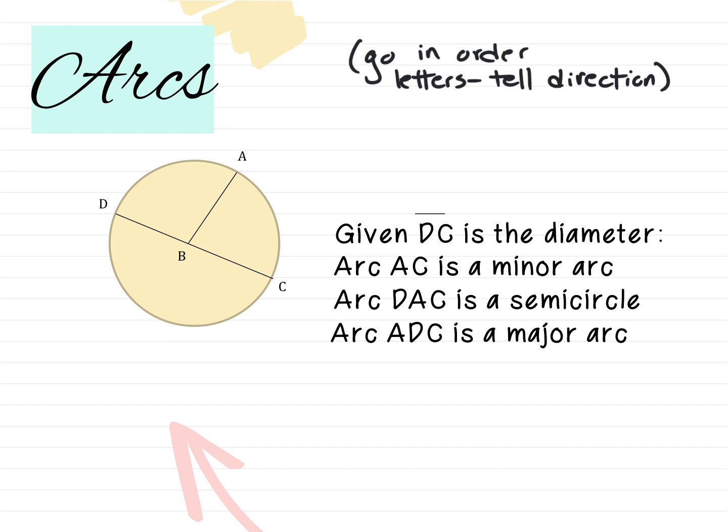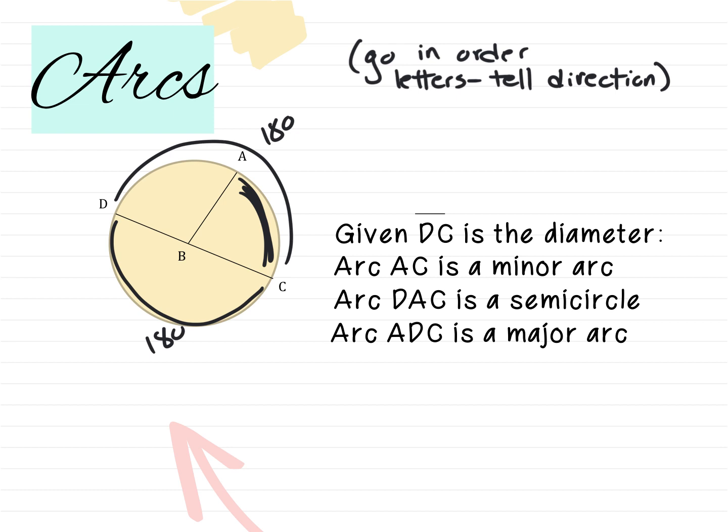So if they're telling us DC is a diameter, we know that's going to break the circle up into 180 right here and 180 right here, because the diameter is always from end to end crossing the center. They're telling us AC is a minor arc, which is exactly right here. Telling us DAC is a semicircle, which is what we drew originally. And we have ADC is a major arc. Now ADC is this arc right here, from A to D to C. Again, the order tells you the way it looks.